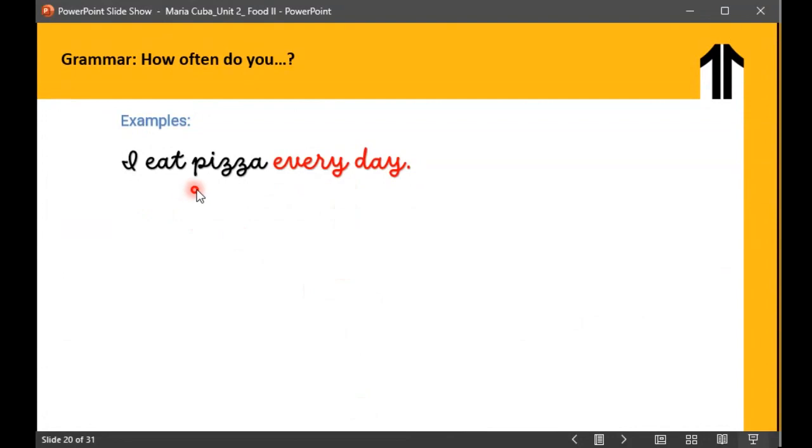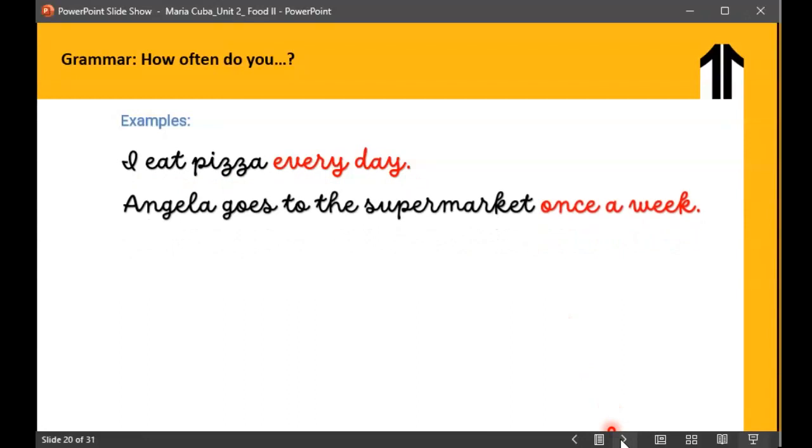So you can say, I eat pizza every day. You can also say, Angela goes to the supermarket once a week. Remember that Angela is she. That's why we use goes. Angela goes to the supermarket once a week. So the expression goes at the end of the sentence.